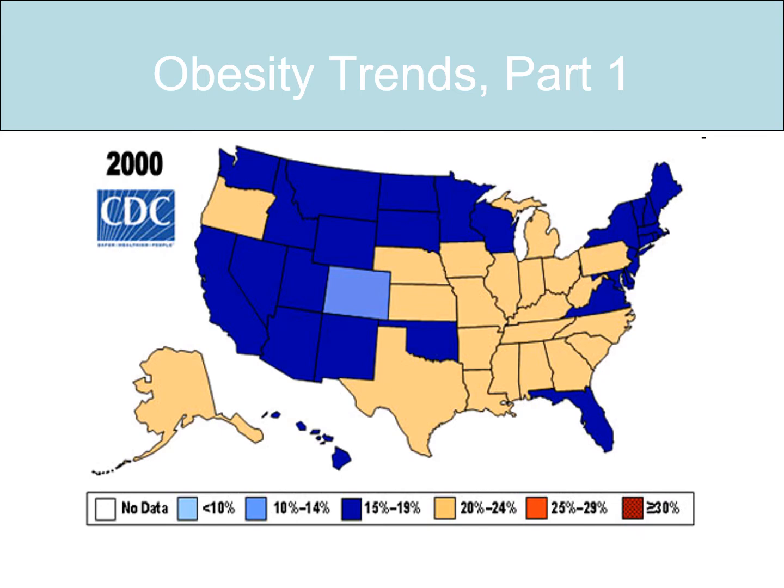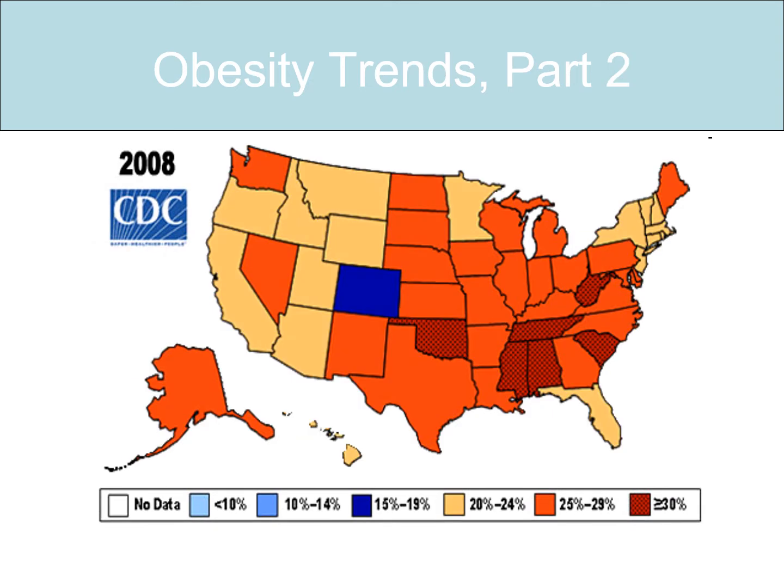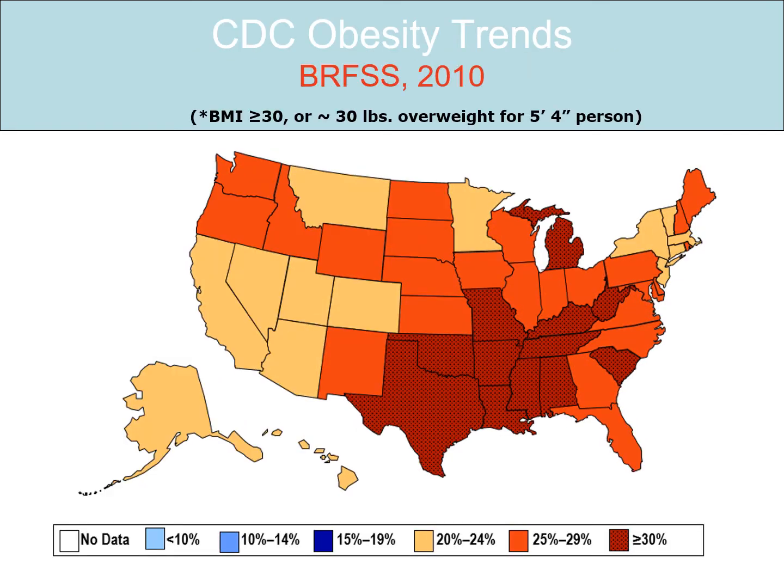So if we are to look at obesity trends in the United States, we can see that in 2000, in our state of California, the obesity rate was 15 to 19%. If we look again at 2008, in the 8 years, it increased to 20 to 24%. Unfortunately, in California, we've remained the same 2 years later, although many other states have increased in the percentage of obesity.